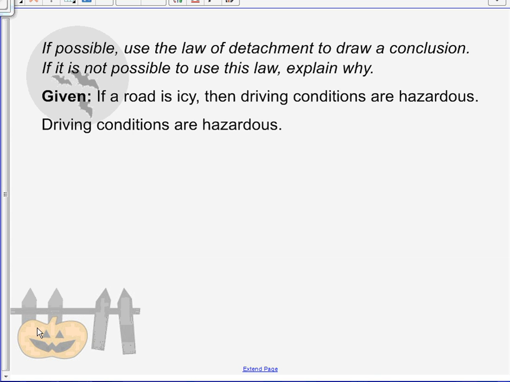All right, another example says, if possible, use the law of detachment to draw a conclusion. If it is not possible to use this law, explain why. So we have given, if a road is icy, then driving conditions are hazardous. So we can use the law of detachment to conclude that driving conditions are hazardous.